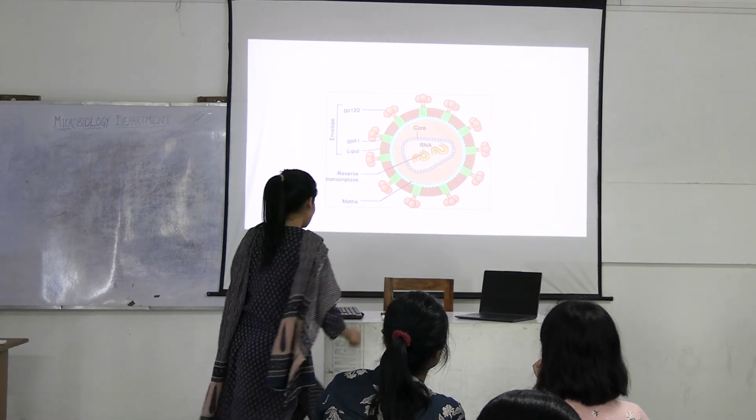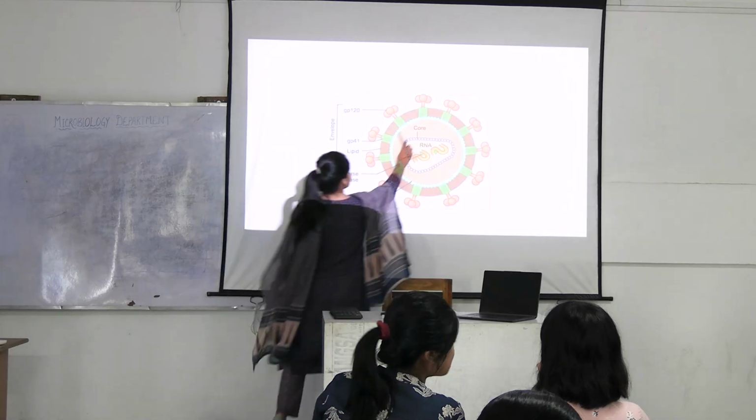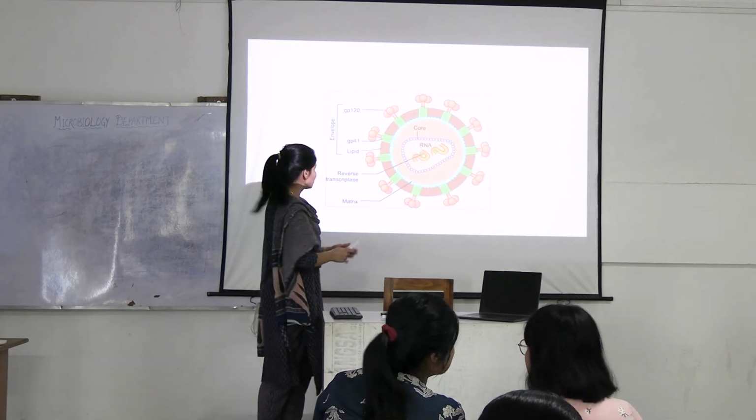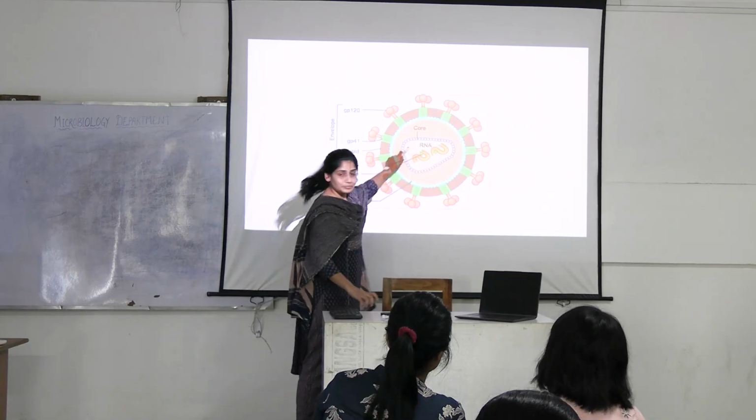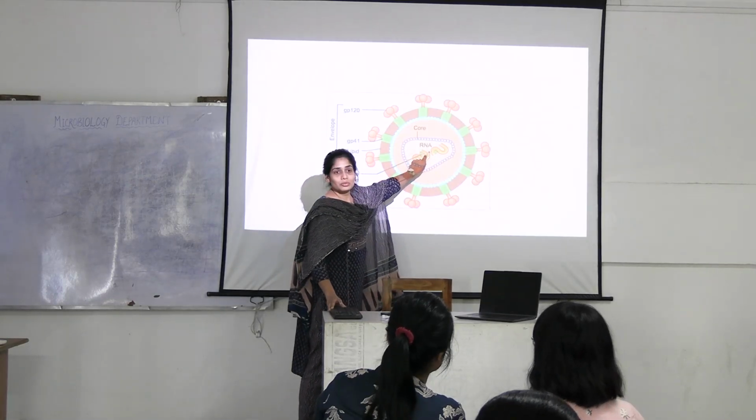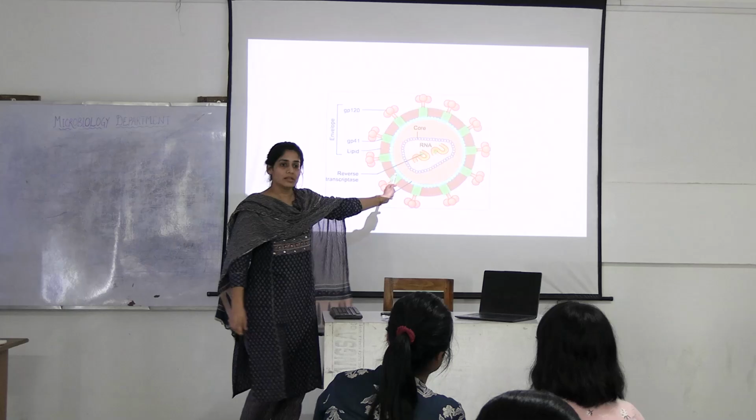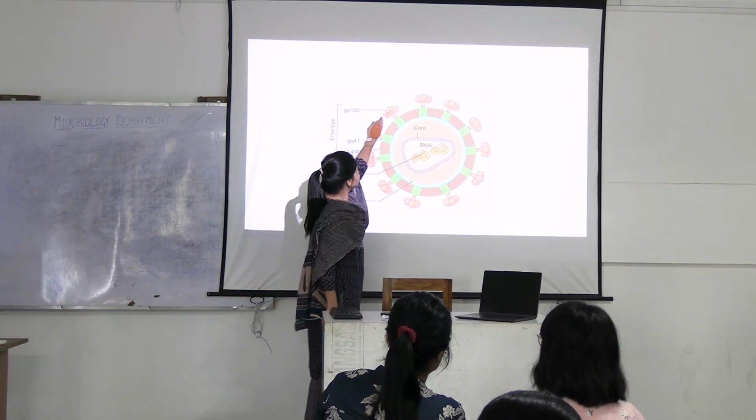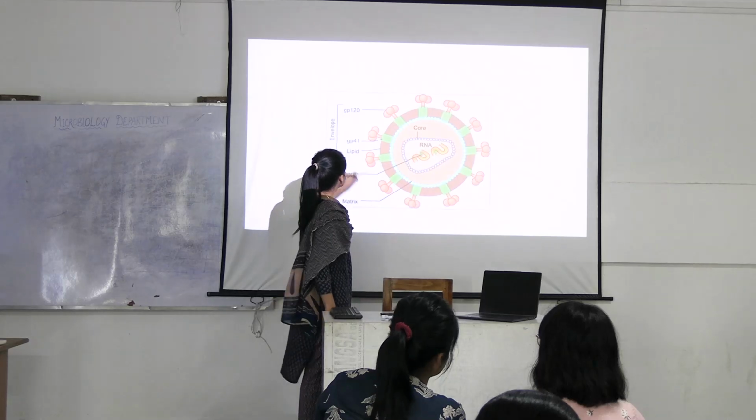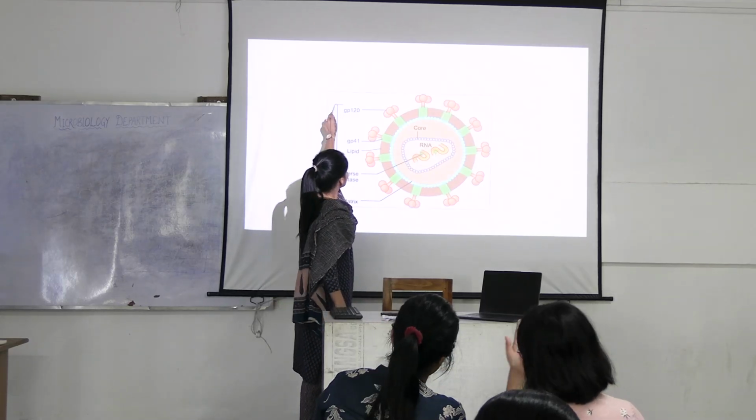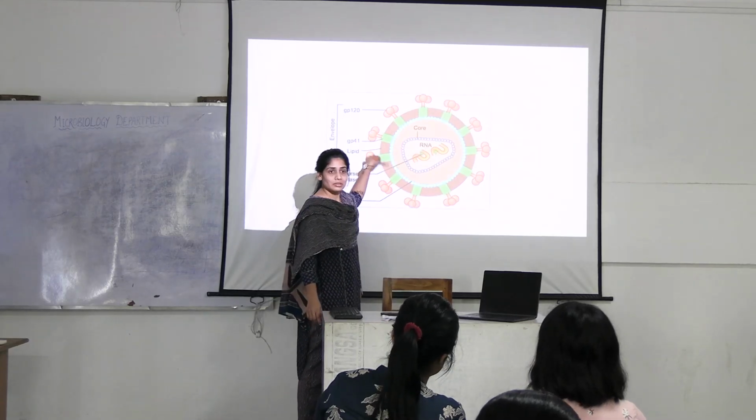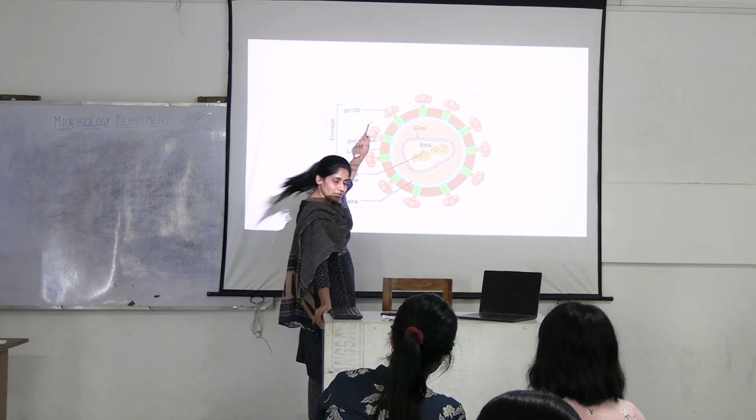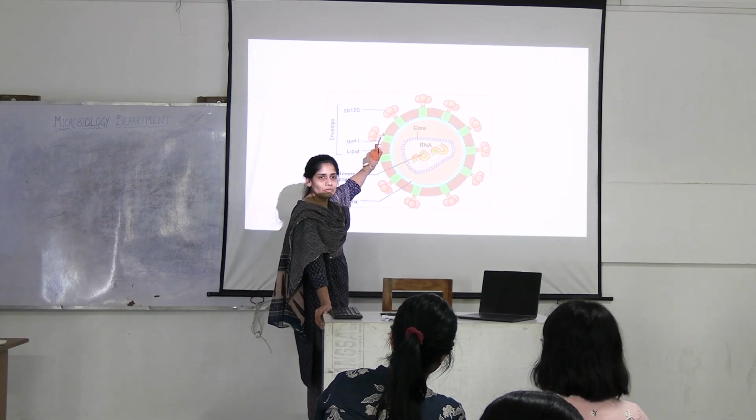What is this blue thing? You can see the blue line here. This is nucleocapsid. Okay. Inside it, there are two identical RNAs. Okay. What are these? Along the envelope, these are glycoproteins 120 and 41.